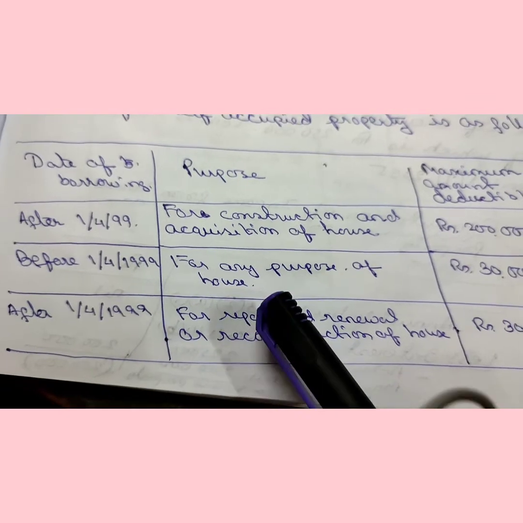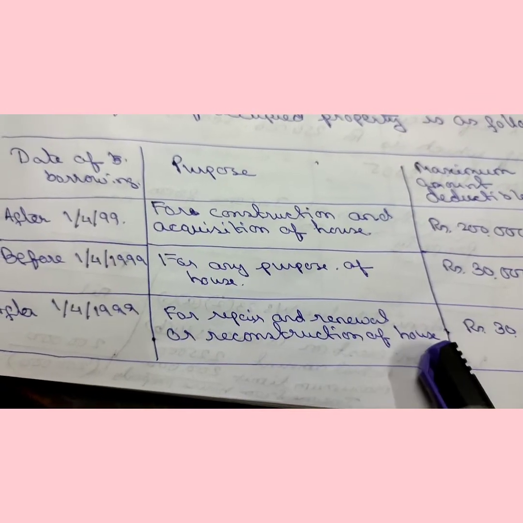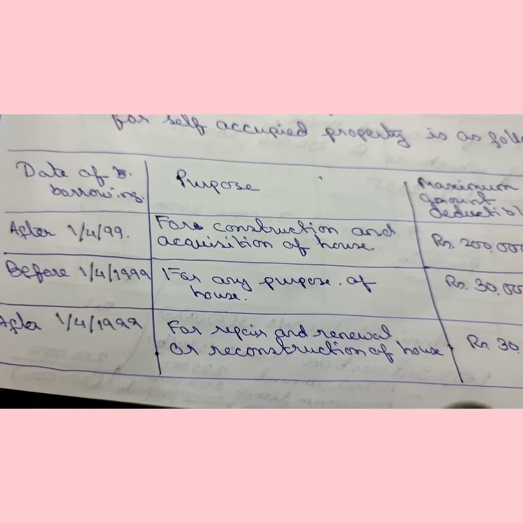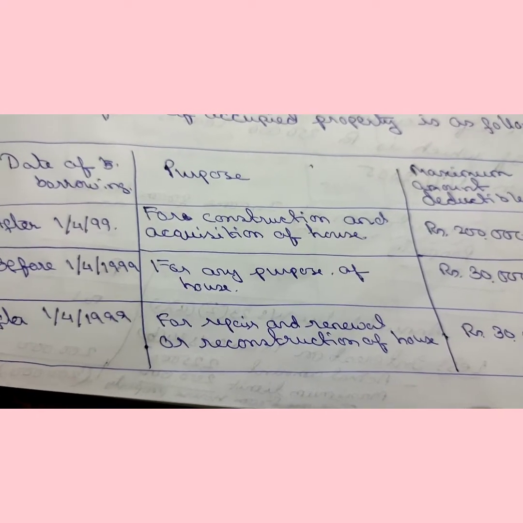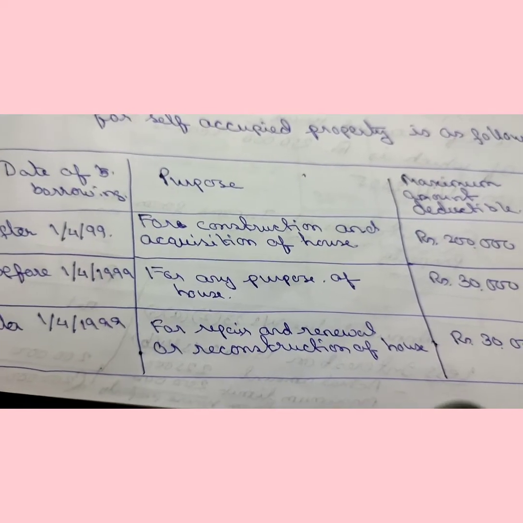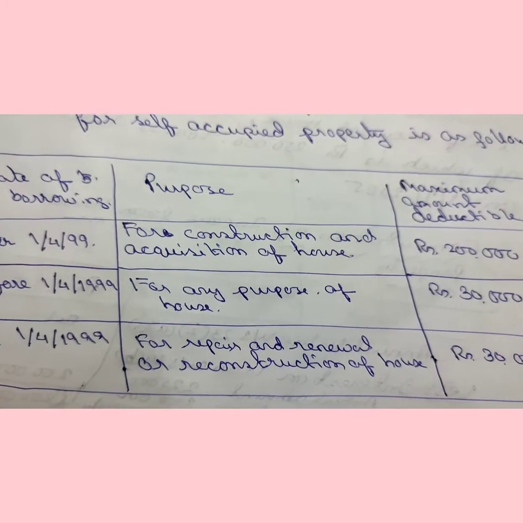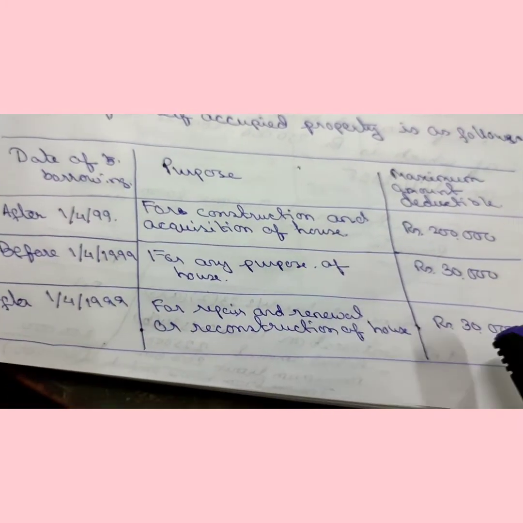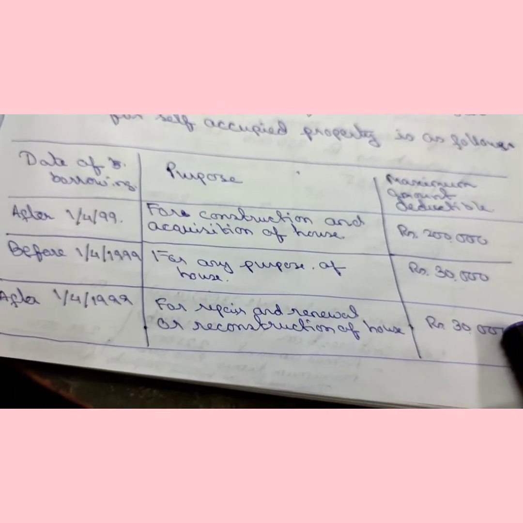And after 1/4/99, if the loan is taken for repair and renewal or reconstruction of the house, not a new house, not they are purchasing or constructing a new house, the existing house is being repaired by the owner or some renewal work is done by the owner by taking the loan. In that case also the maximum amount of deduction is rupees 30,000.